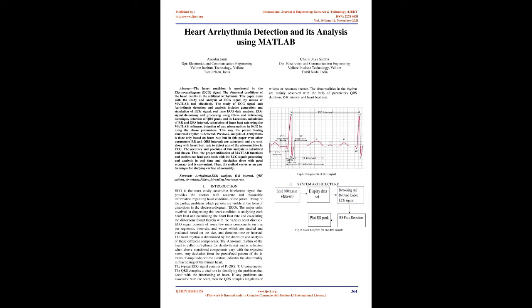Previous analysis of arrhythmia is done only based on heart rate, but in this paper even other parameters, RR and QRS intervals, are calculated and are used along with heartbeat rate to detect any of the abnormalities in ECG. The accuracy and precision of this analysis is calculated and shown.